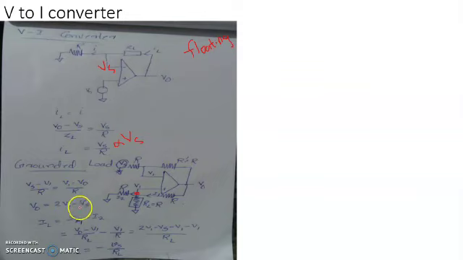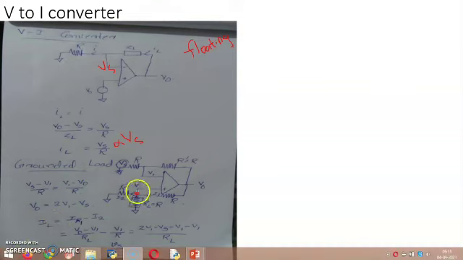So VO equal to 2V1 minus VS. Now consider this Kirchhoff junction.